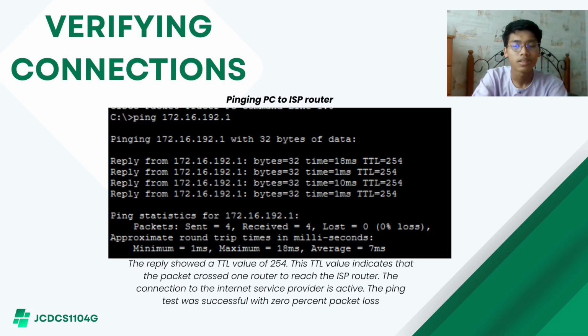Lastly, it is the pinging from PC to its own ISP router. Now this shows that the TTL value is 254, and it shows that the packet crossed one router in order to reach its ISP, and that there is zero packet loss, which means that it is successful.